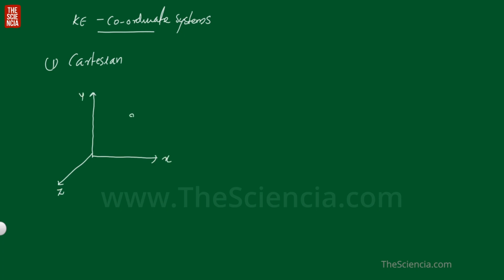And I am considering a particle of certain mass m, and it is moving with some velocity v. The position of this particle can be represented by x, y, z coordinates. Now I am going to find out its kinetic energy, that is T equal to half m v square.